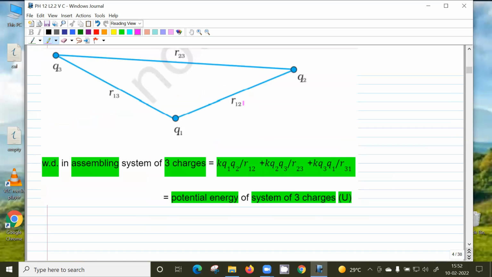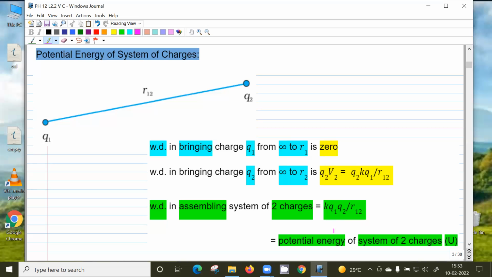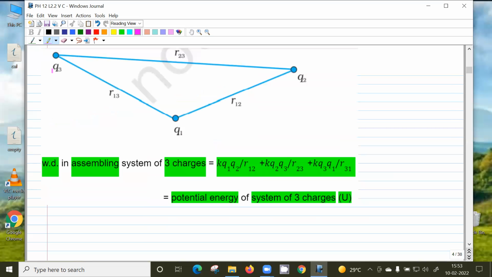Similarly, if you have three charges to build this system, for the first charge, no work is done. For the second charge, work is done corresponding to this one. To bring a third charge, I have to do work in overcoming the repulsive force of both Q1 and Q2. We just have to remember this formula. So each pair will give a contribution to the potential energy.